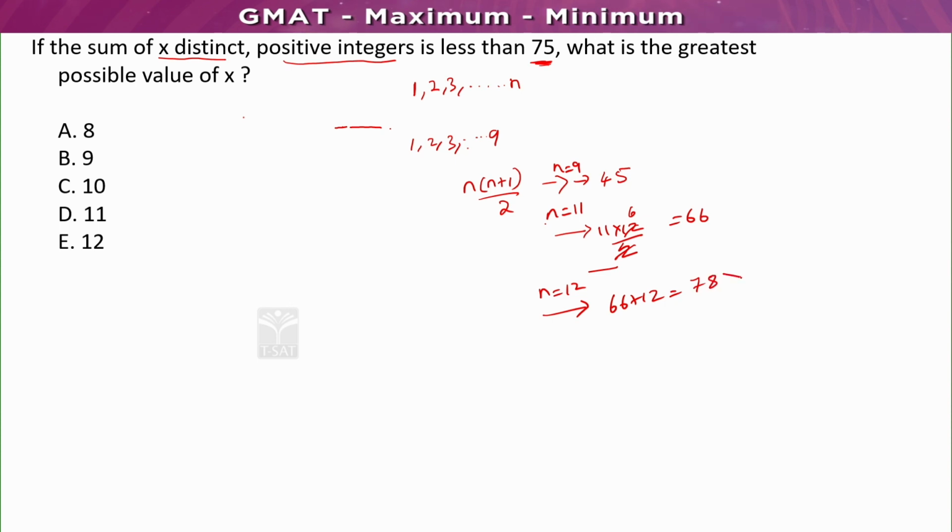It will become 78, which is greater than 75. You want the sum to be less than 75. So, therefore, you will say that n is equal to 11. That means the sum of 1, 2, 3, and so on up till 11 will be less than 75. The greatest possible value of x is 11. Let us look at the next question now.